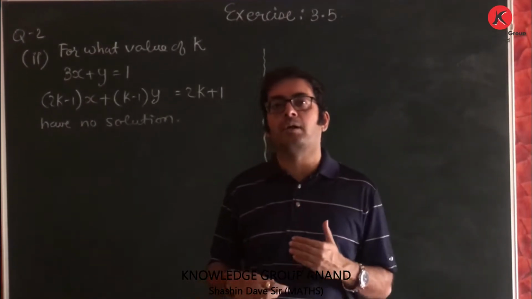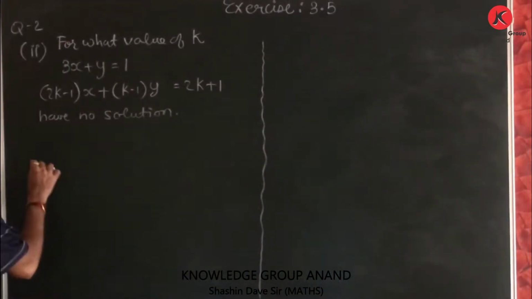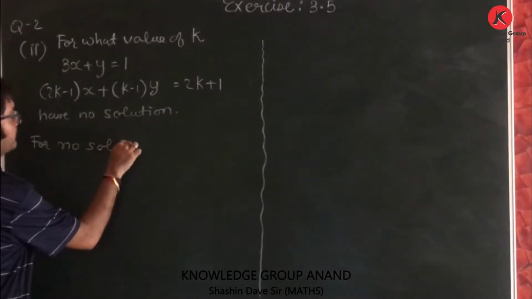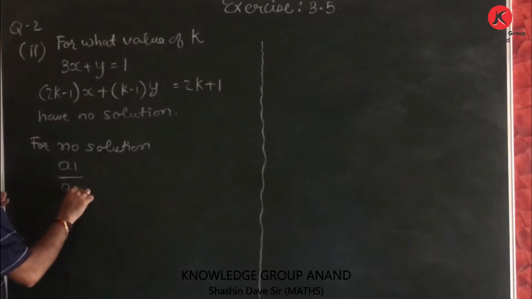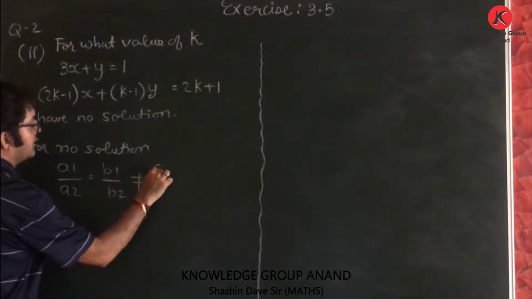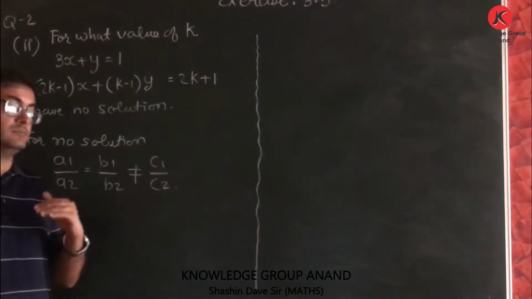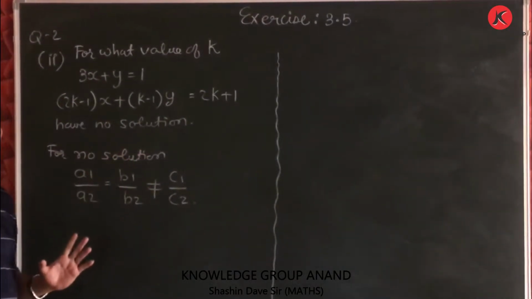Now, for a given pair of equations to have no solution, what is the condition? The condition for no solution that we have is a1 by a2 is equal to b1 by b2 is not equal to c1 by c2. Now, in the question we are asked what value of k.